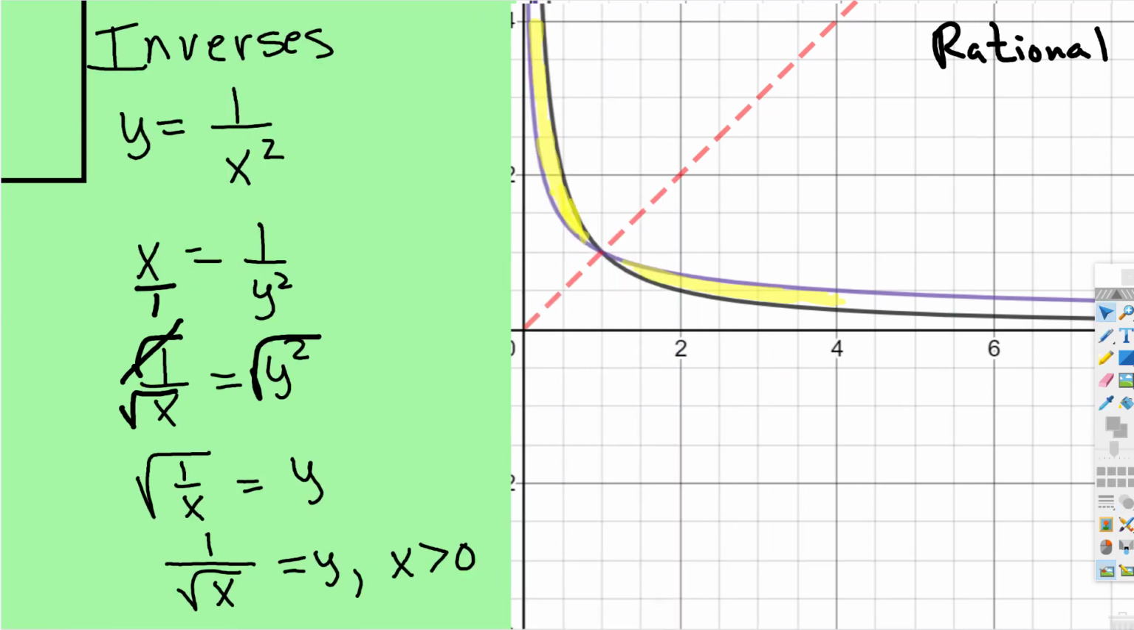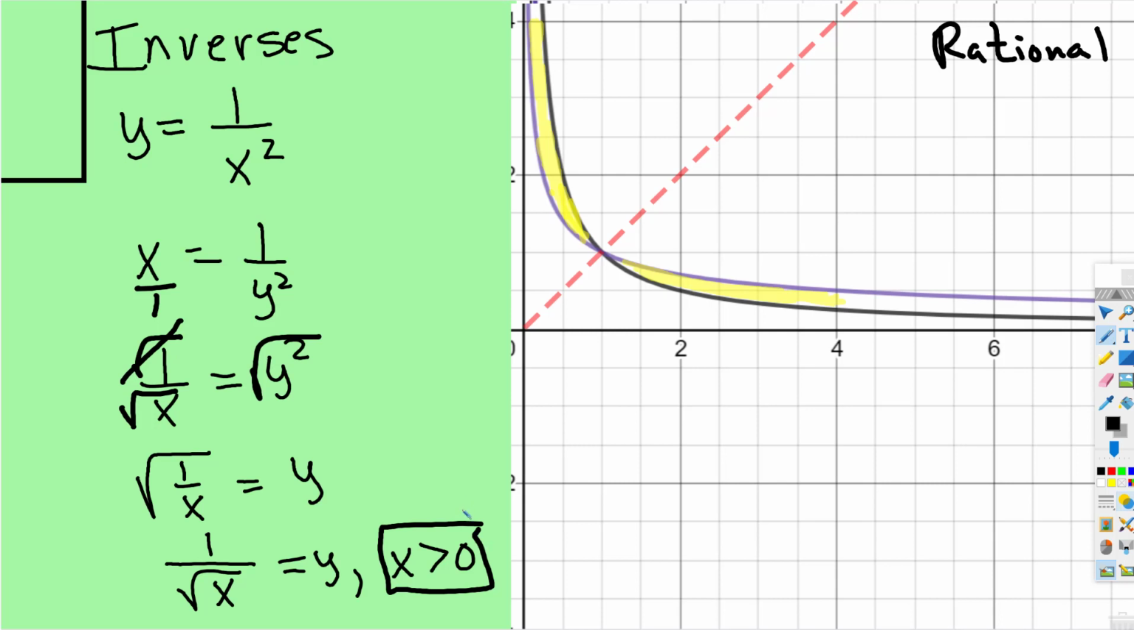But remember, you can't take the square root of a number less than 0. However, because this square root is in the denominator, you also can't take the square root of 0. So the rational graph has a restricted domain. The only part we can look at is for all the x values greater than 0.